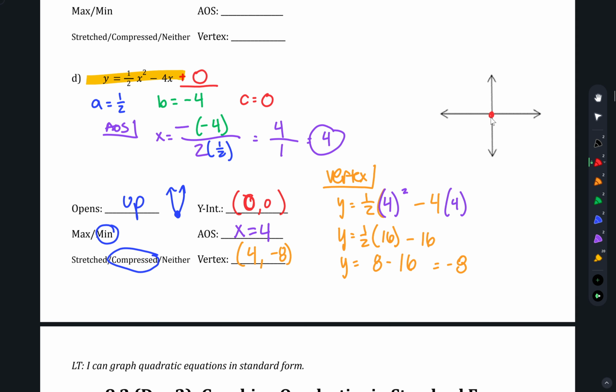I'm going to plot my first point, my y-intercept in the middle. I'm going to plot my vertex at 4, negative 8. That sounds about right. Maybe I should move it over a little bit, actually. And then what else do I have? Axis of symmetry. I know that the shape of this graph opens up and it's going to be compressed. So I'm going to do my best to make this look nice and wide and flat.